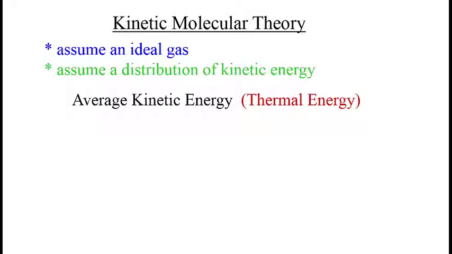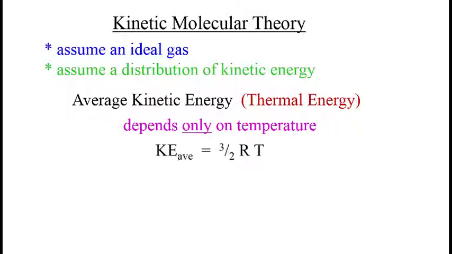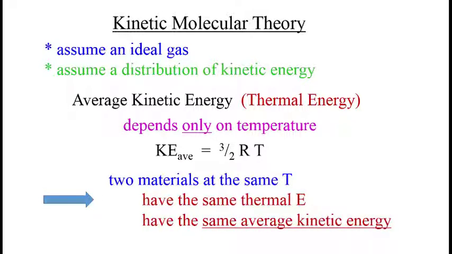That name is significant since the average kinetic energy or thermal energy depends only on the temperature. It doesn't matter what the identity of the gas is. The quantitative relationship can be expressed as 3/2 RT. Notice that 3/2 and R are both constants, so we can see the temperature dependence. The conclusion to draw is that if we have two materials at the same temperature, they have the same thermal energy or the same average kinetic energy.